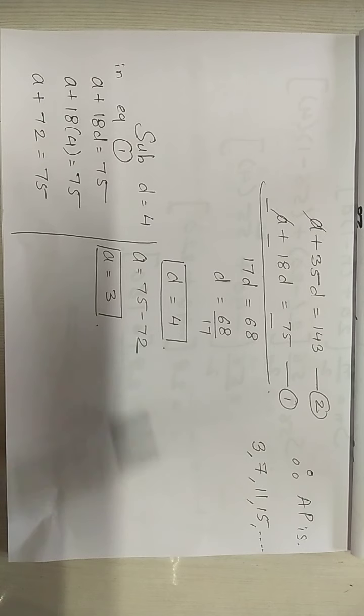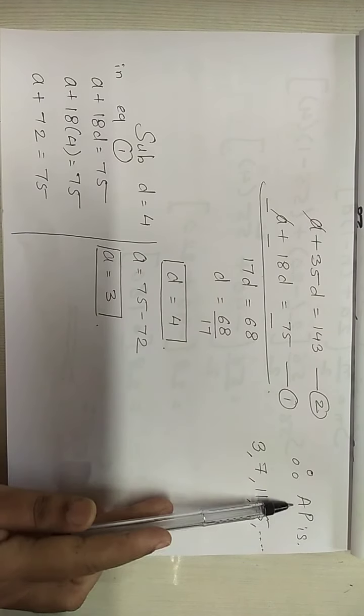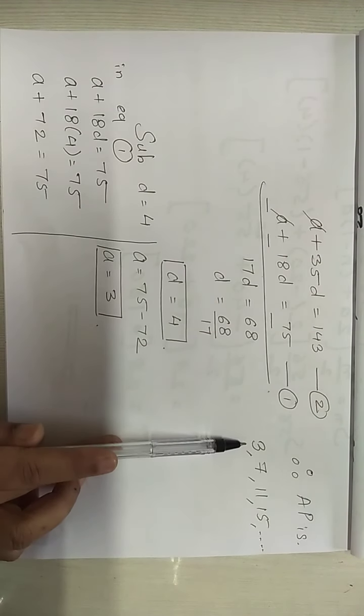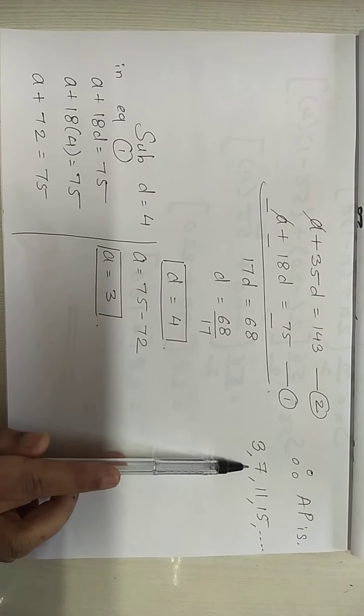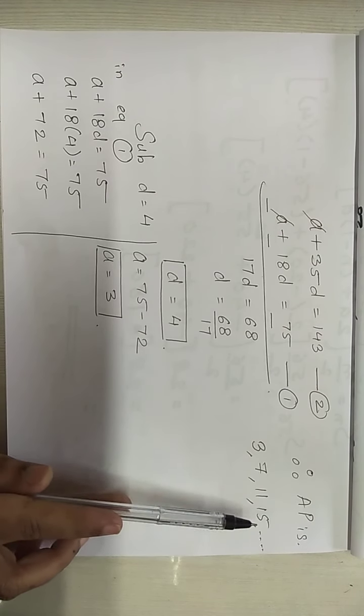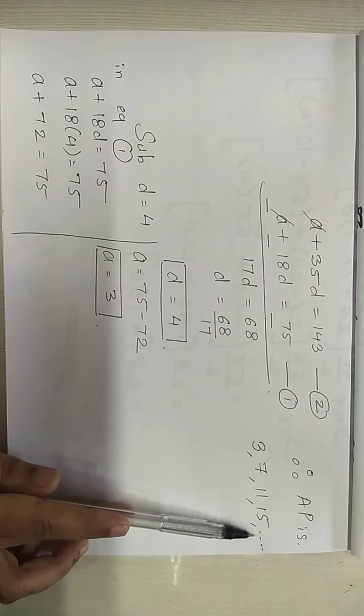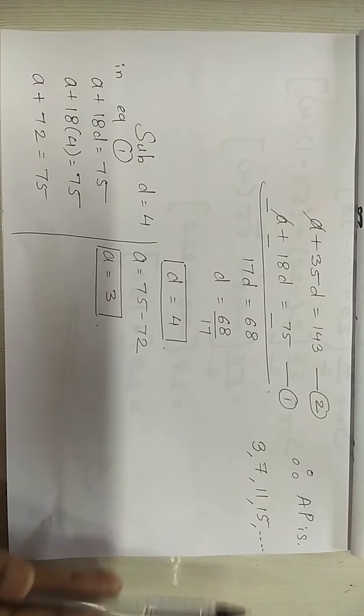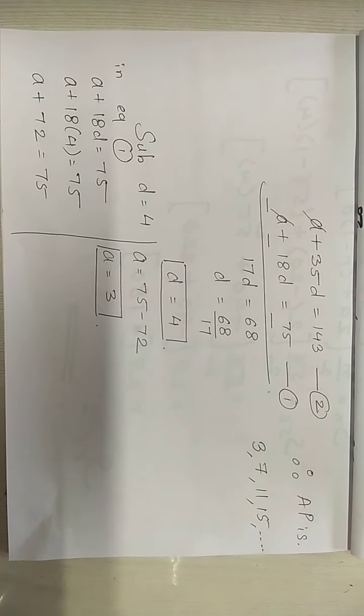You have to add on 4 every time. So now the AP will start. AP is 3, 3 plus 4 is 7, 7 plus 4 is 11, 11 plus 4 is 15, 15 plus 4 is 19, 19 plus 4 and so on. This will be the required AP. They are telling you to write down the AP. This will be the required AP.